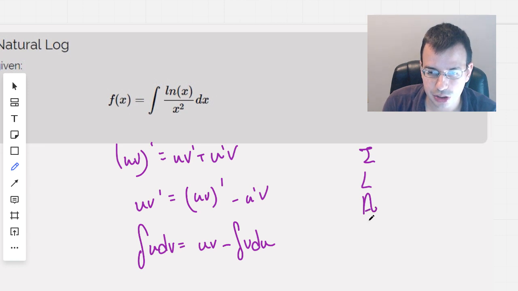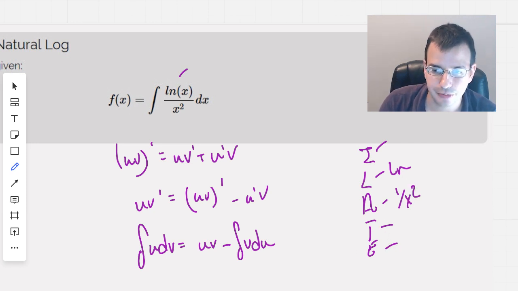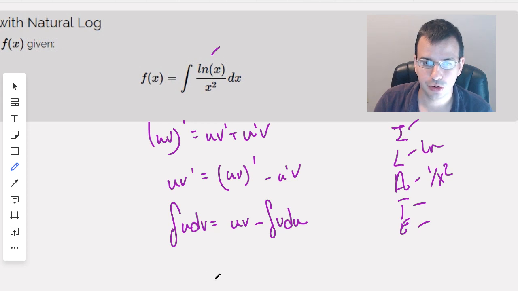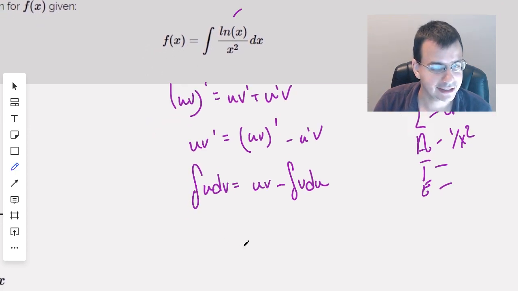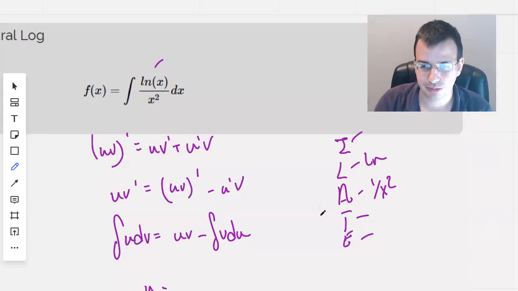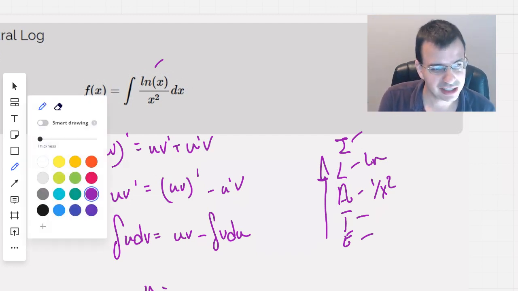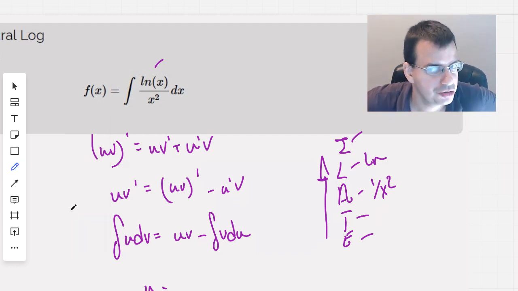For that we use the mnemonic ILATE. So we have inverse trigonometric, log, which in this case will be natural log right there, algebraic, which will be 1 over x squared, trigonometric, and exponential. So we're going to say that u equals natural log of x, because natural log of x is higher on this little hierarchy of priority than algebraic. This really isn't a hard and fast rule. It's just that this will generally work best.